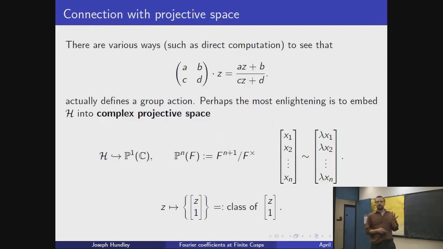And it's maybe not entirely obvious that that formula defines a group action. There's a couple different ways to do it. One is to compute: I'll write down the definition of group action and do a bit of computation. There's another way, which is to embed it into a complex projective line, projective one space. So you take column vectors and you say that they're equivalent if they are non-zero multiples of each other, and that defines your projective space. In particular, I can think of the complex number z in the upper half plane as corresponding to the class of the column vector (z, 1).